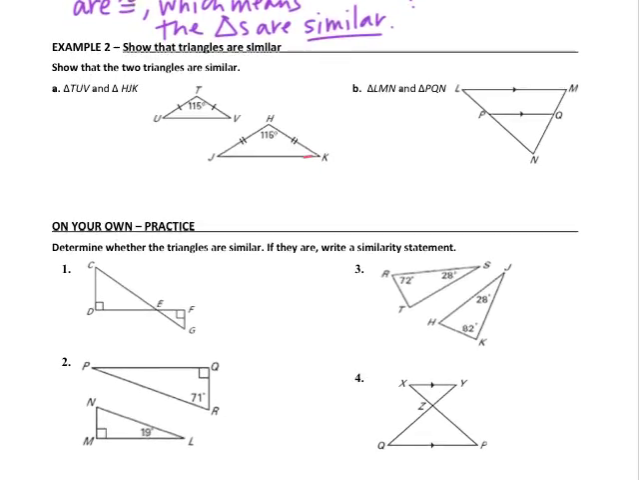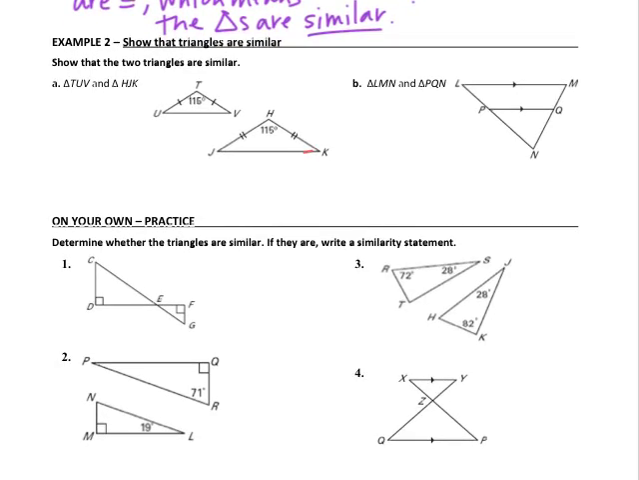We want to show that the two triangles are similar, and then also we want to explain. So I'm just going to write that part in there. Basically, you're going to support your idea by saying that there are at least two angles congruent. And I'd like you to do that also with the on your own practice problems. So if you would please put an explanation with each one of your answers there.